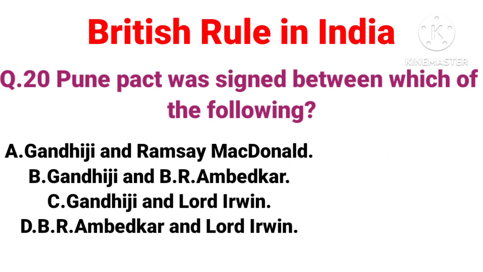Question number 20. Pune Pact was signed between which of the following? Option A, Gandhiji and Ramsay MacDonald. Option B, Gandhiji and B.R. Ambedkar. Option C, Gandhiji and Lord Irwin. And option D, B.R. Ambedkar and Lord Irwin. So the correct answer is option B, Gandhiji and B.R. Ambedkar.